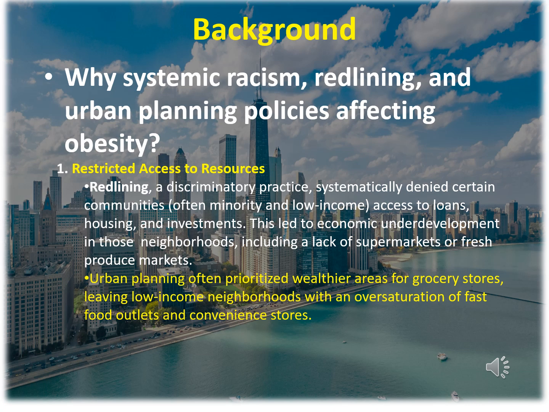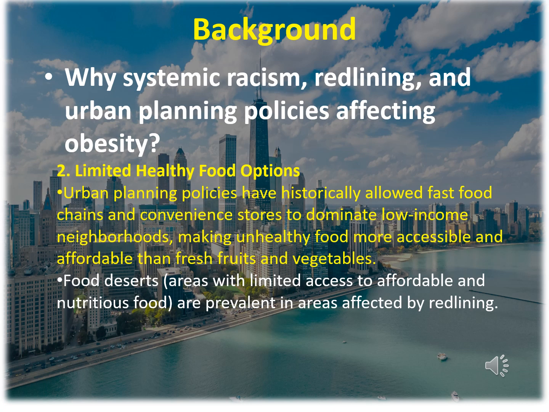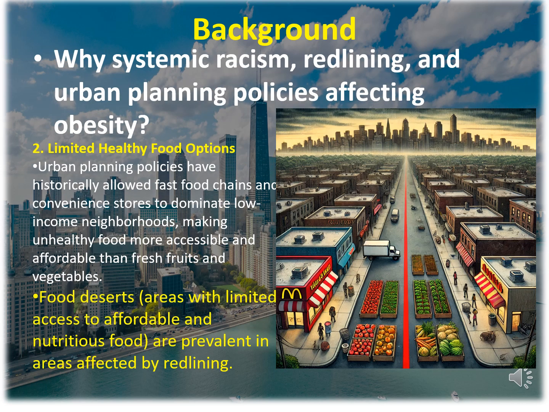And urban planning often prioritized wealthier areas for grocery stores, leaving low-income neighborhoods with an oversaturation of fast food outlets and convenience stores. Urban planning policies have historically allowed fast food chains and convenience stores to dominate low-income neighborhoods, making unhealthy food more accessible and affordable than fresh fruits and vegetables. Food deserts, areas with limited access to affordable and nutritious food, are prevalent in areas affected by redlining.